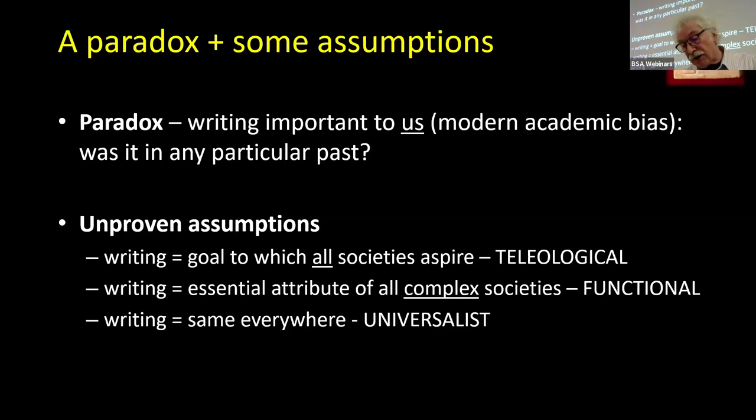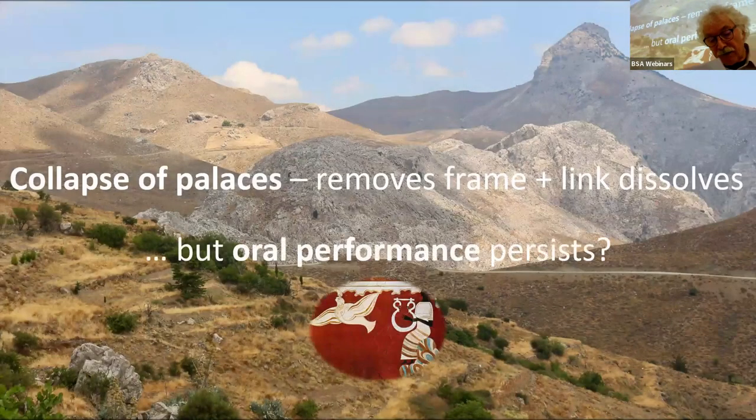However, the perpetuation of power structures did not depend on writing, but by the Neopalatial period, used the frame of the palace as a performative space, made specific and activated by the presence of key actors. And here, certainly by the Mycenaean period, oral performance was crucial, and writing played no part. With the collapse of the Mycenaean palaces, that frame was removed, and the link between monumental and human, literate and illiterate, dissolved. And ironically, from here on, for several centuries, it is oral performance that persists into the first millennium BC. But that's another story.